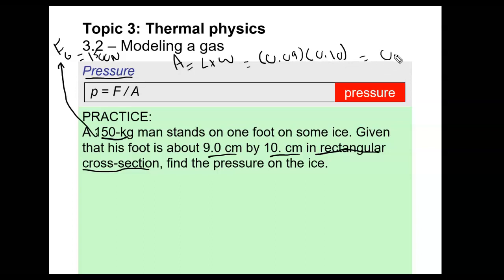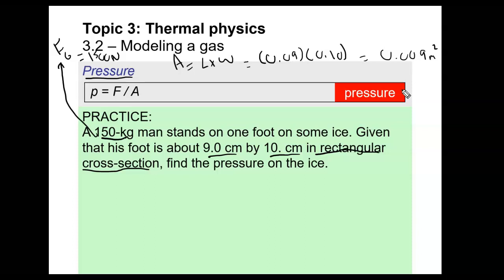Okay, and that would be 0.009 square meters. So we have his force, which is his weight, and it's spread out over the surface area of his foot, which is 0.009 square meters. We can easily do this calculation and see what pressure he is exerting on the ice.